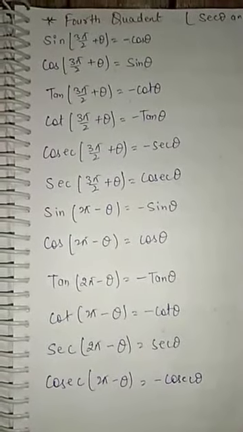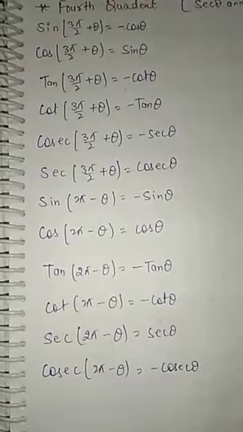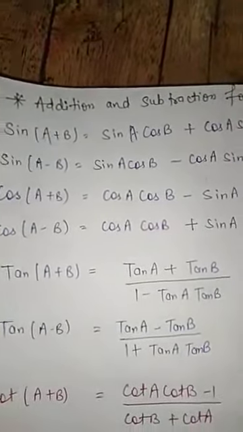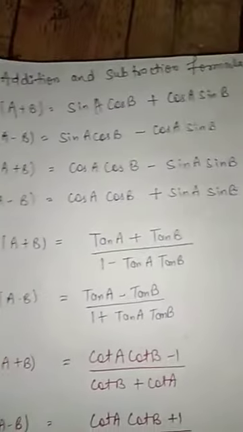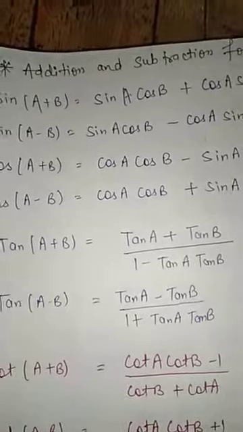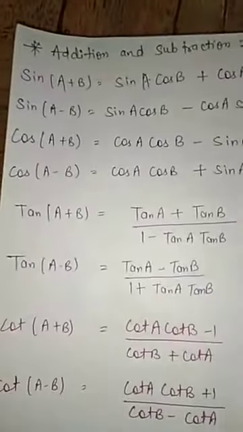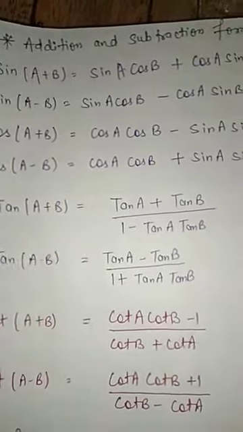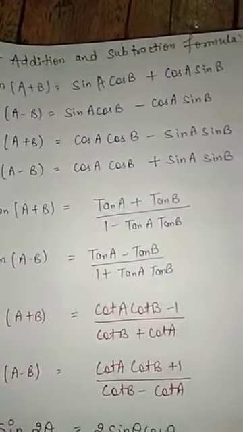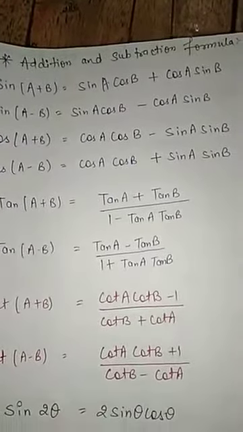Now we come to the rest of the formulas, that are AB formulas and the addition and subtraction formulas. So let us discuss. These are the addition and subtraction formulas in this chapter. Sin A plus B is sin A cos B plus cos A sin B. Sin A minus B is sin A cos B minus cos A sin B. Cos A plus B is cos A cos B minus sin A sin B. Cos A minus B is cos A cos B plus sin A sin B.